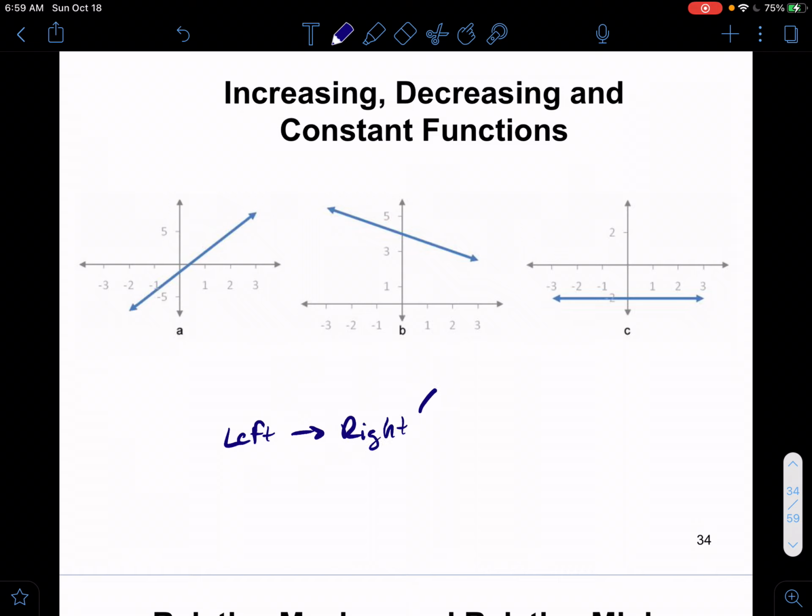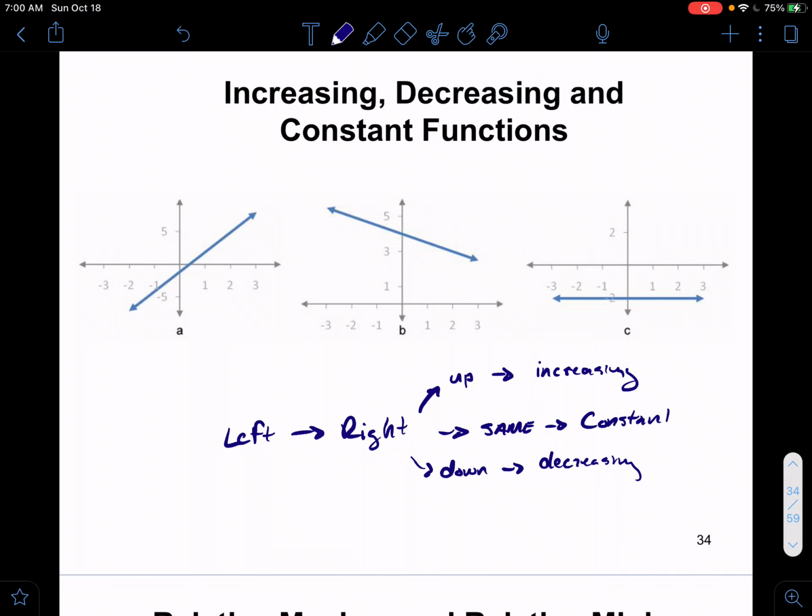If from left to right you see that your graph goes up, we can say that our graph is increasing. If we see that our graph goes down, our graph would be said to be decreasing. And finally, if we see that our graph stays the same, we say that our graph is constant. So those are really our three different types. So we have increasing, constant, and decreasing, and all of them are based on our graph going from left to right.